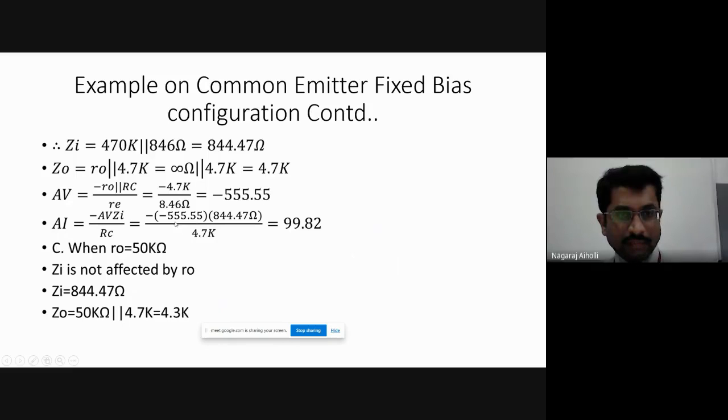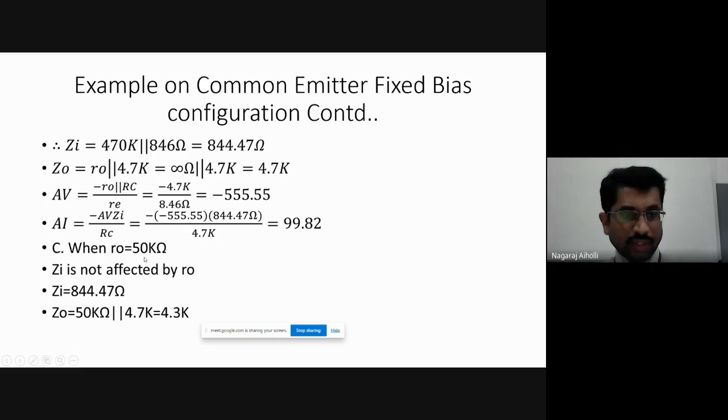Then current gain is minus AV into ZI by RC. AV we have just now calculated, minus 555.55, so it is minus of minus. Note that. If you leave this minus sign, the answer will be wrong. There is a difference between plus 99.82 and minus 99.82. So it is minus of minus 555.55 into 844.47, that is ZI, divided by RC, 4.7K. This will be 99.82.